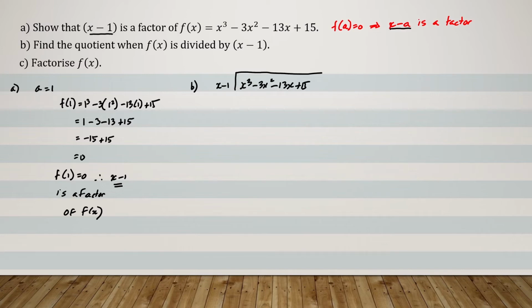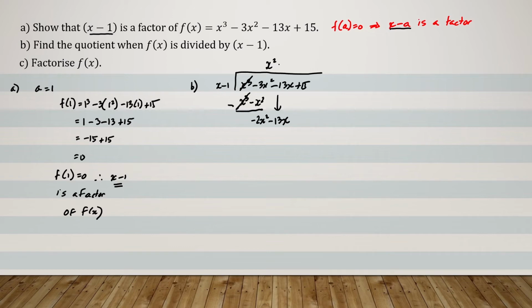The first term of our quotient will be x squared. x squared times x is x cubed. x squared times negative 1, negative x squared. Then we subtract. x cubed will cancel x cubed. Negative 3x squared plus x squared will be negative 2x squared.